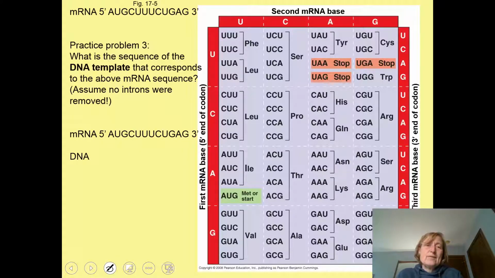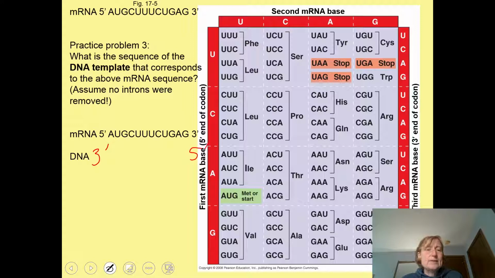What is the sequence of the DNA template that corresponds to the above mRNA sequence? Oh, that's the sequence we just translated. And it says assume that there are no introns removed in the mRNA molecule. So we should be able to find the DNA template pretty easily. The template just complements the mRNA molecule. But which direction does it run? Does it run the same way as mRNA, or is it anti-parallel? I think it's anti-parallel, okay?